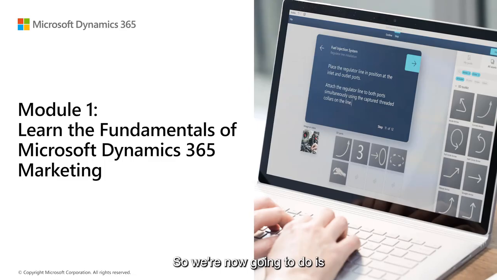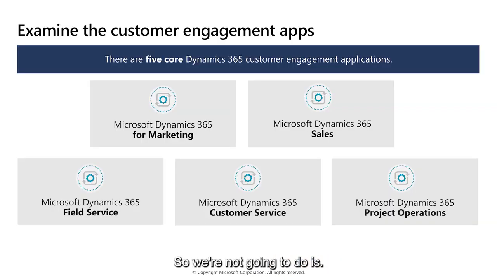So what we're now going to do is move into our first module, which is around Microsoft Dynamics 365 for Marketing. This is one of the 5 core modules that we're going to take a look at. So what we're now going to do is take a look at the customer engagement apps.